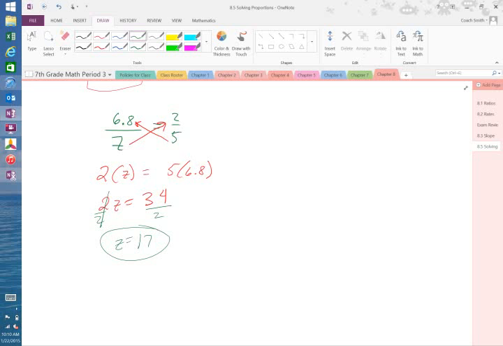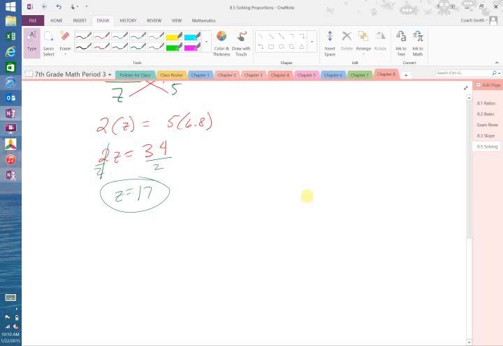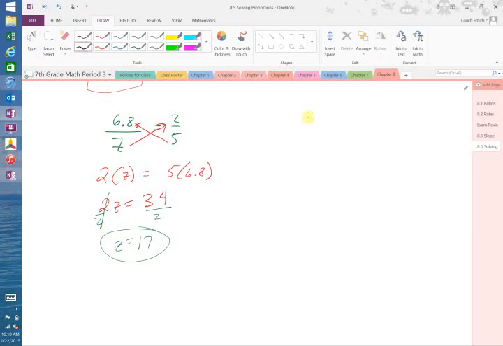Now, we take one, for example, like this, a little harder. 2.2 over c is equal to 5.5 over 11. Okay? We still do the same thing.